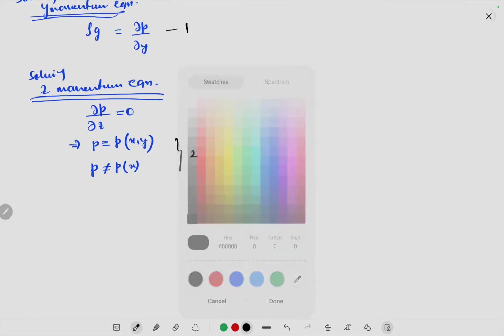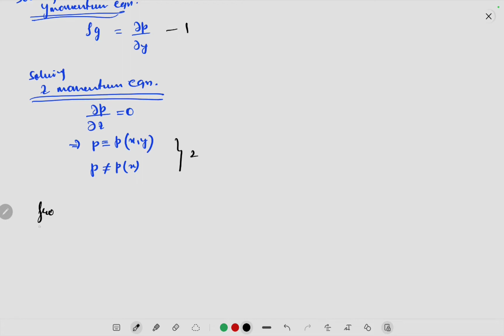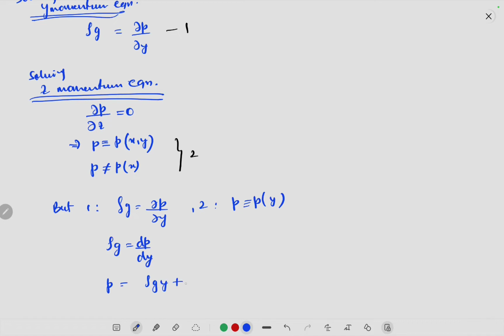Now, equation 1 told me that rho g is equal to ∂p/∂y, and 2 tells me that P is only a function of y. So can I write this partial derivative as a complete derivative? This becomes rho g is equal to dp/dy, and this P will become rho g y plus some constant.